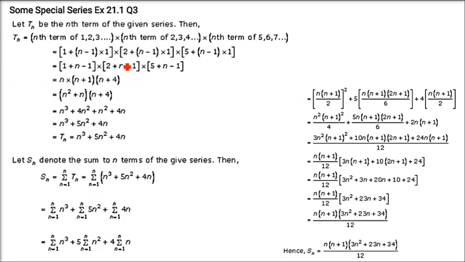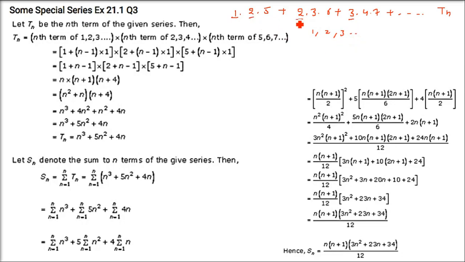Next one is 1.2.5 plus 2.3.6 plus 3.4.7. So what is the nth term? Just see the first term of all these terms, the first term of all these subparts.